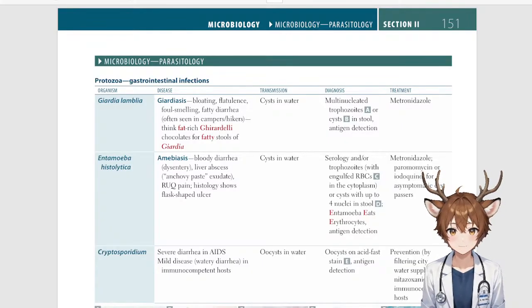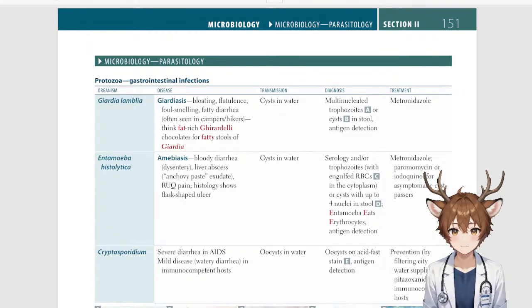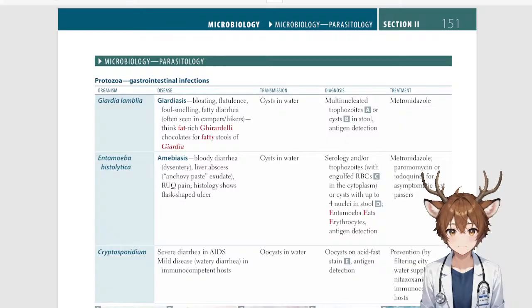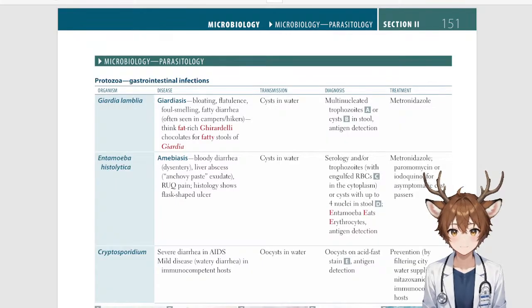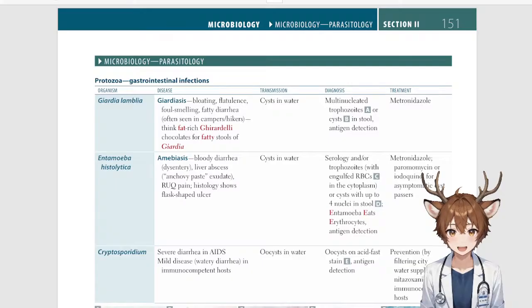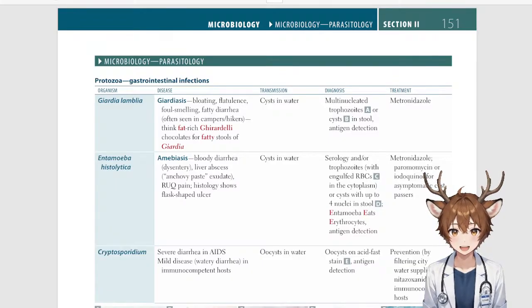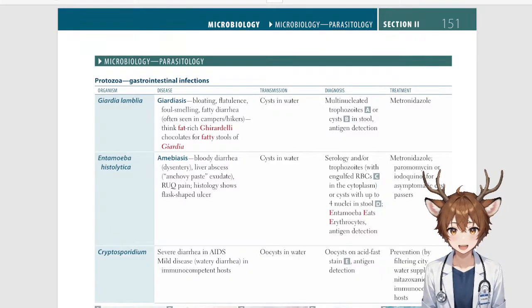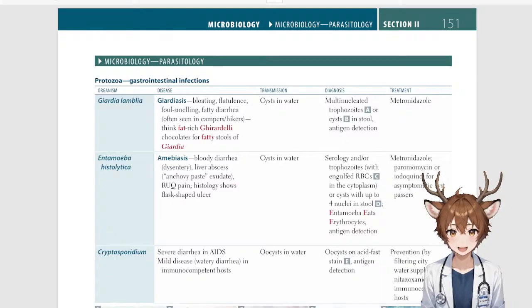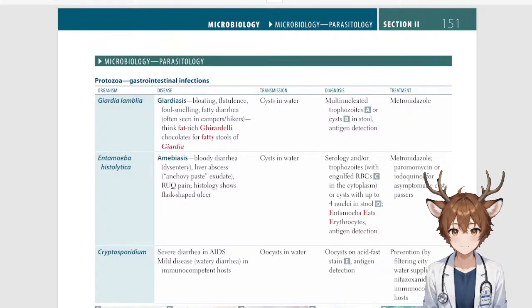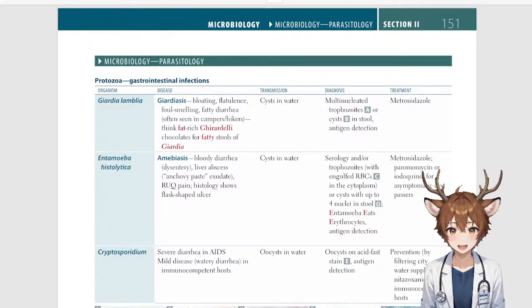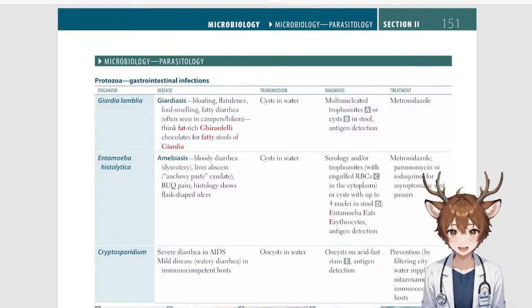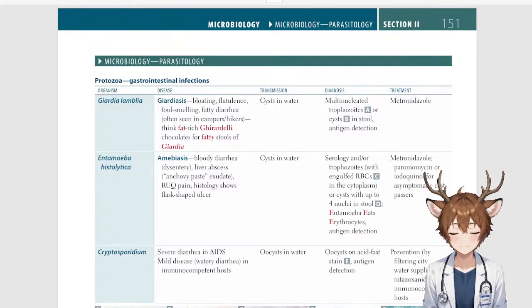Protozoa, GI infections. So we have the organism, the disease, the transmission, the diagnosis, and the treatment. Giardia lamblia causes giardiasis: bloating, flatulence, foul-smelling, non-bloody fatty diarrhea, often seen in campers and hikers. Think fat-rich Ghirardelli chocolates for fatty stools of Giardia. Sure, okay, why not?